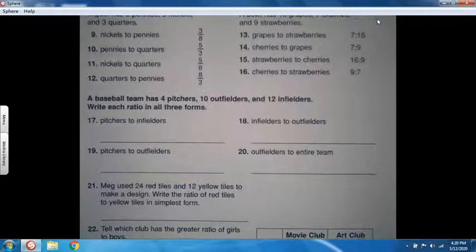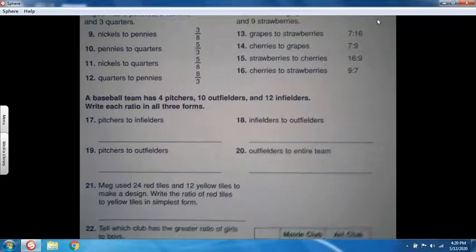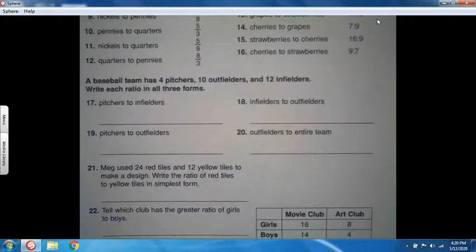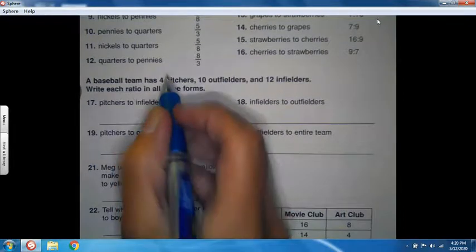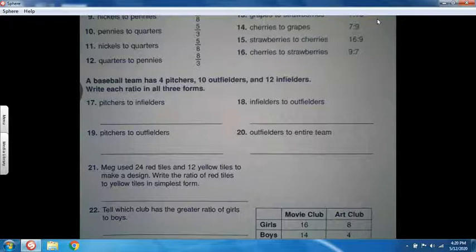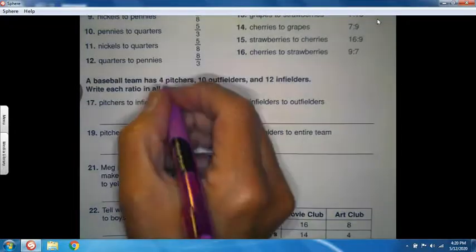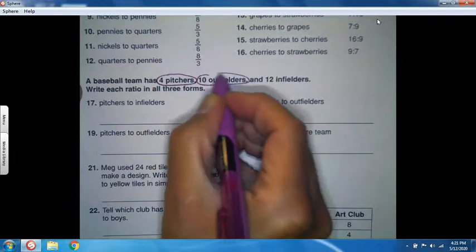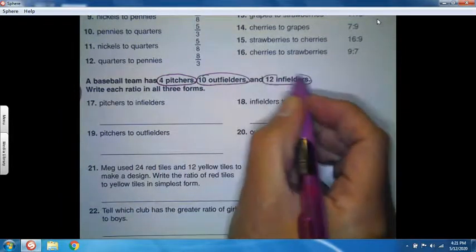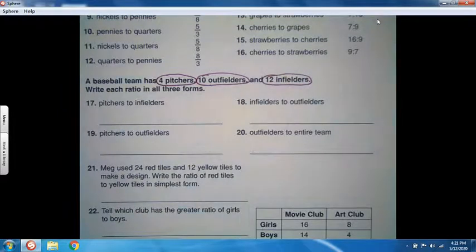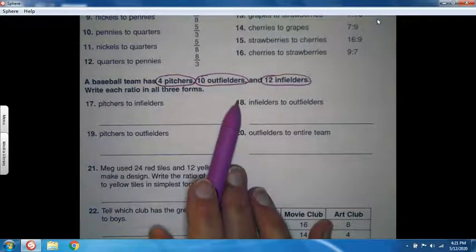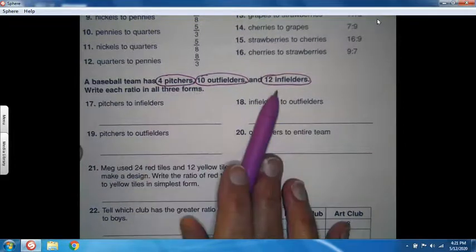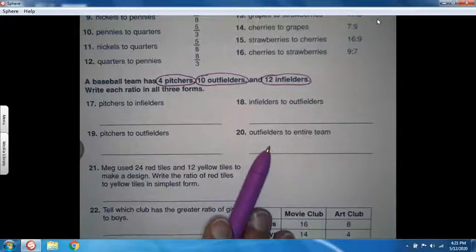Then 17 through 20 is talking about a baseball team. And the baseball team has, let me get a different color, 4 pitchers, 10 outfielders, 12 infielders. You're also going to need to know how many total on the baseball team for this one. That's for number 20. So let's do number 20.